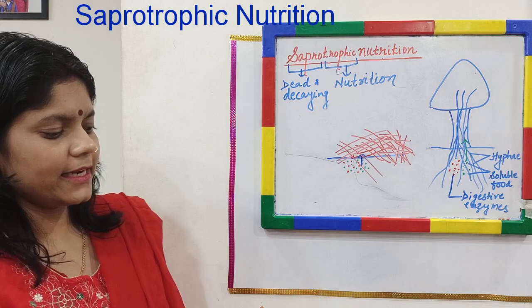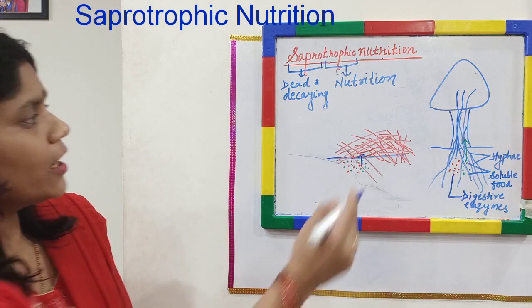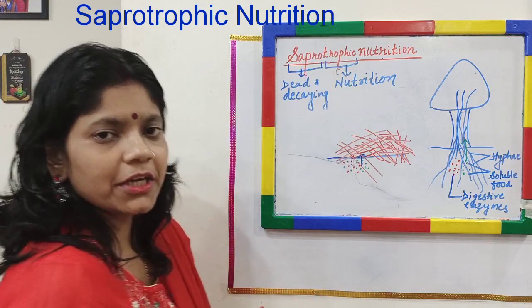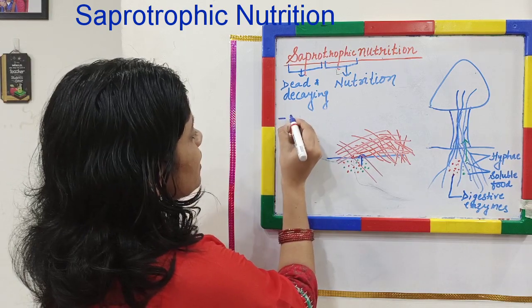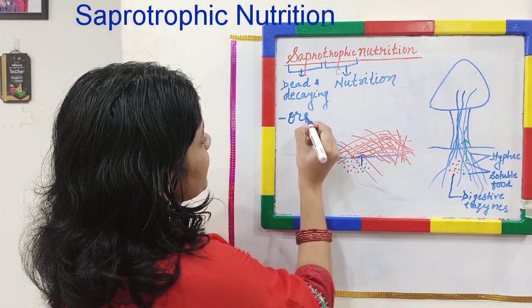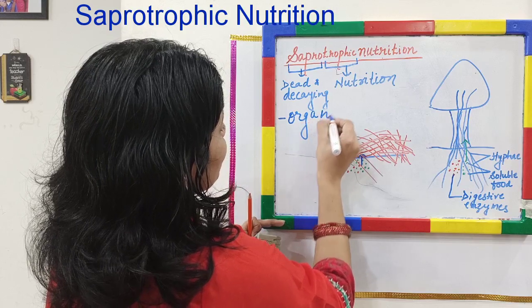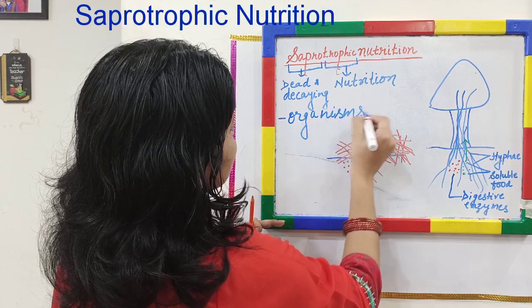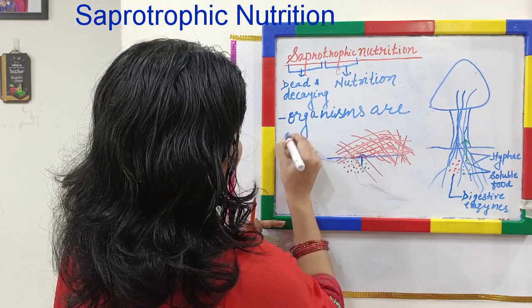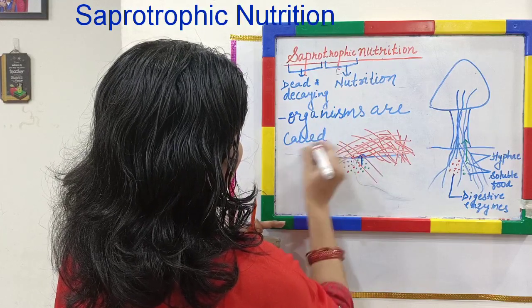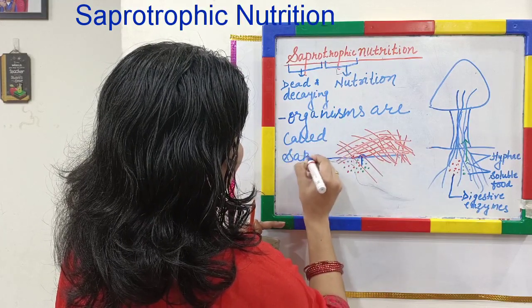So what things are needed? The organisms which undergo saprotrophic nutrition are called saprotrophs. So we may say that mushroom is a saprotroph.